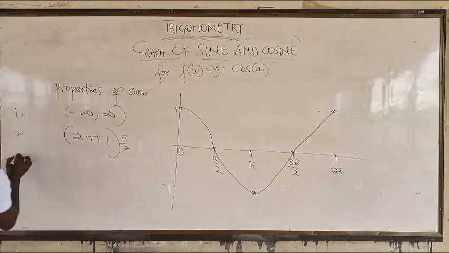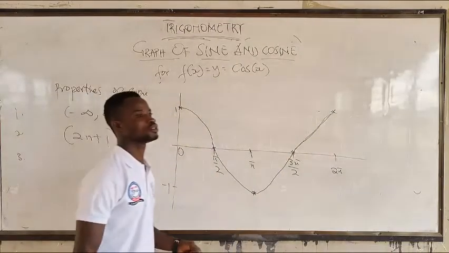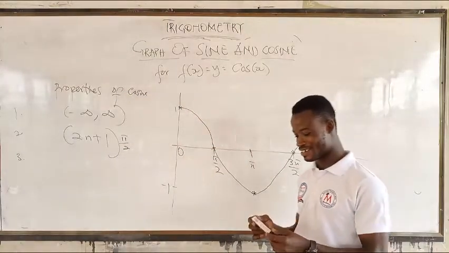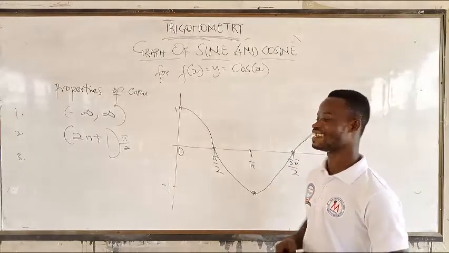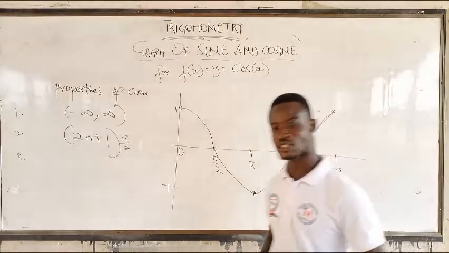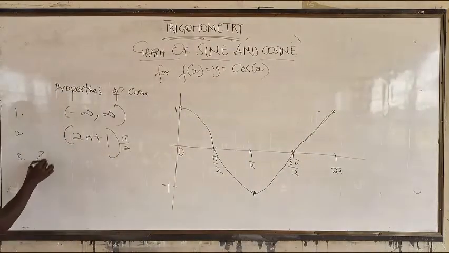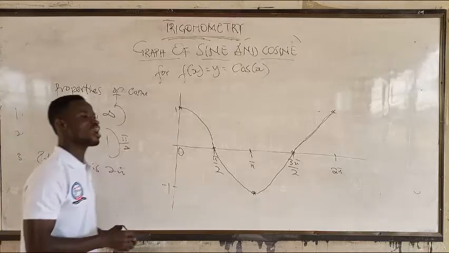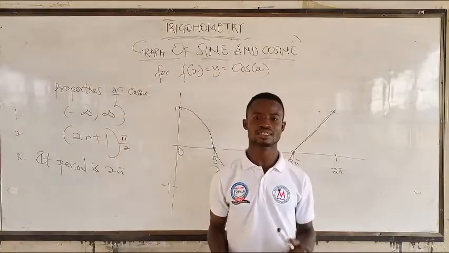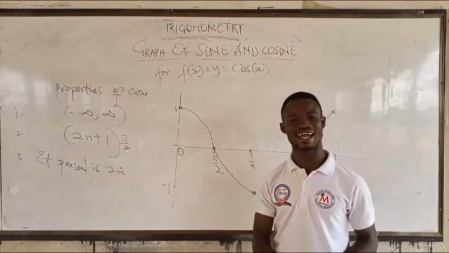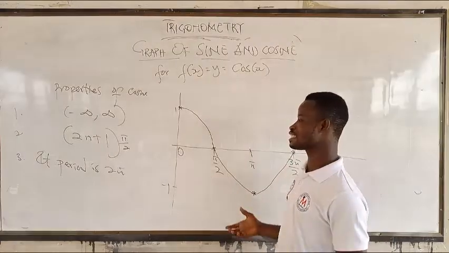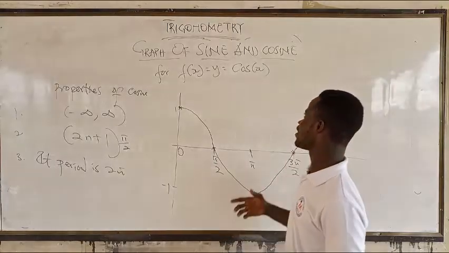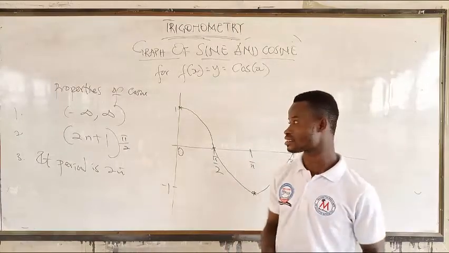Alright, let's move to the third one. Allow me to dictate so that I can keep my marker. 3. Each period is 2 pi. Yeah, it is the same for sine. The period is 2 pi, and for this, the period is 2 pi. Let's end it. 4.